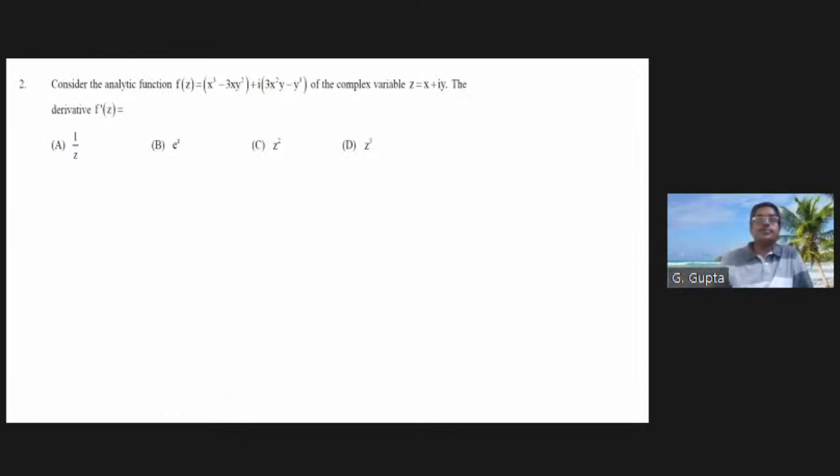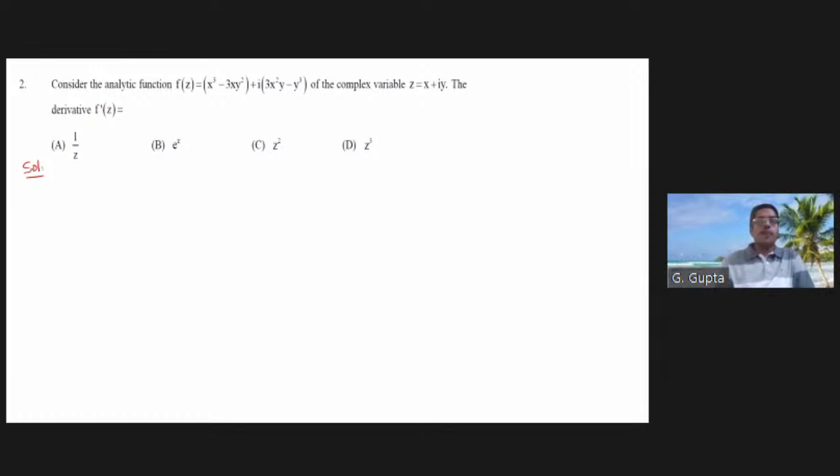This is the next question. This is also a GATE question. Consider the analytic function f(z) equal to x cube minus 3xy square plus i into (3x square y minus y cube) of the complex variable z equal to x plus iy. The derivative f dash z is equal to, four options given. Solution: all the options are in terms of z.